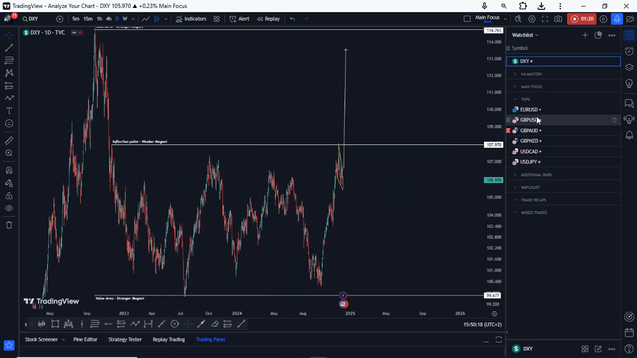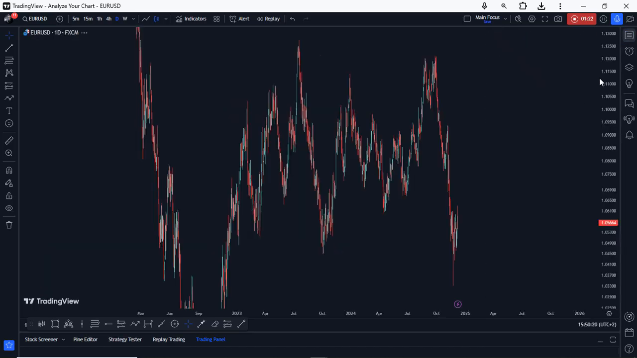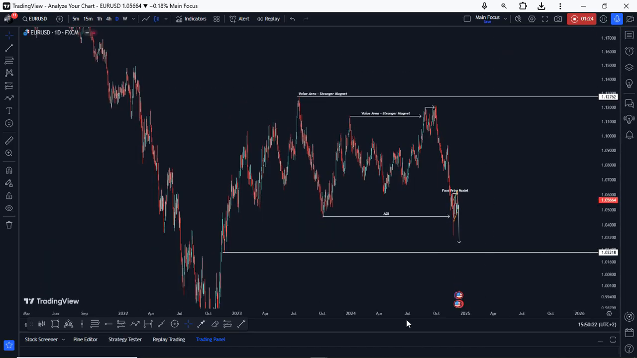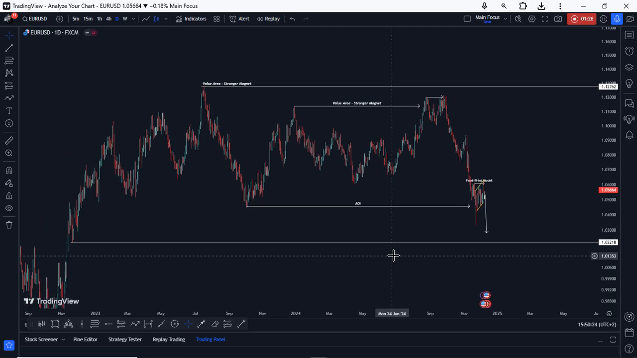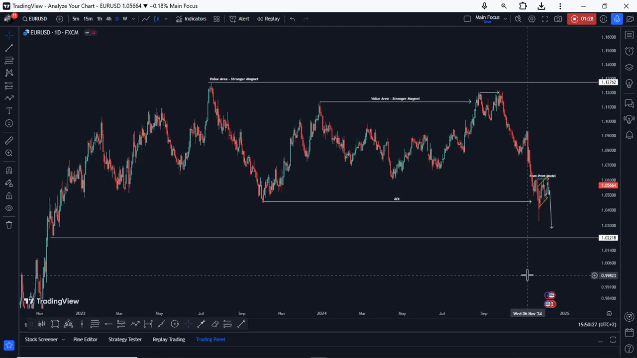Let us begin with the first pair. We've got the euro dollar. On euro dollar, we're now looking for shorts. Last week, I was looking for longs on euro dollar as price had rejected this area, and I'd labeled this as a value area. So price rejected, and it was moving on a bullish trend.